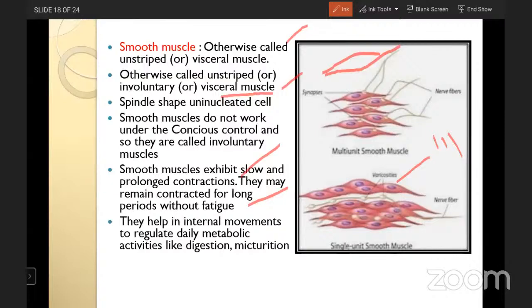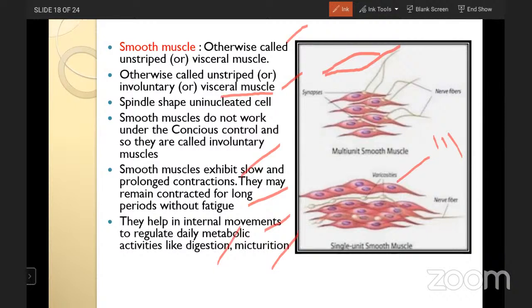But in case of striated muscles, they contract quickly, and as well as they go for the fatigue also very quickly. Okay. They help in internal movement to regulate daily metabolic activities like digestion and maturation. So all these are the daily activities which are not in our control. They are going to happen in our daily life. So that is the reason these are called as the involuntary muscles.